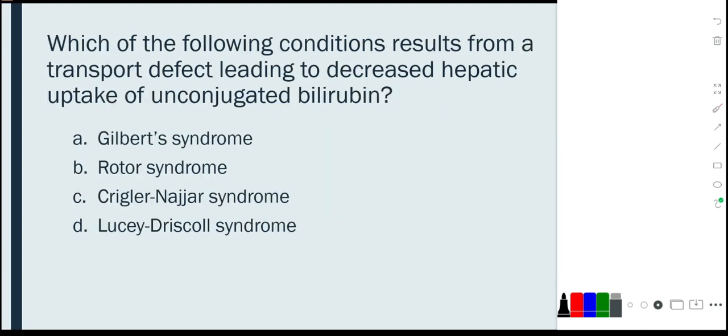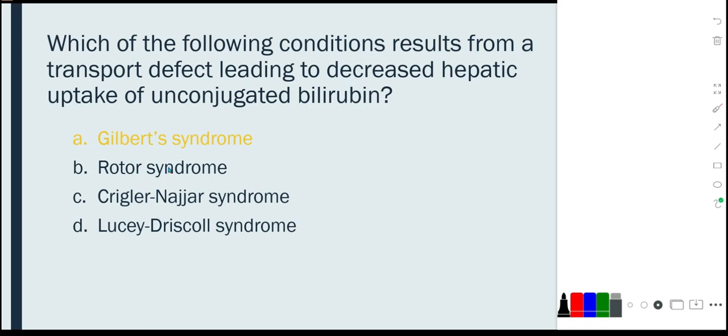Next question. Which of the following conditions results from a transport defect leading to decreased hepatic uptake of unconjugated bilirubin? A. Gilbert syndrome, B. Rotor syndrome, C. Crigler-Najjar syndrome, or letter D. Lucey-Driscoll syndrome. So we have mentioned this one. This is actually a disease classified as a cause of hepatic jaundice, but the specific problem with the liver is with the decreased uptake of unconjugated bilirubin. So this is your Gilbert syndrome. So the correct answer is letter A.